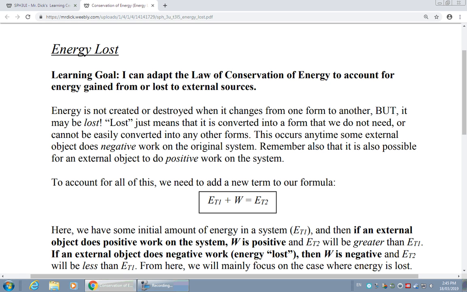But what we can also now talk about is the fact that air resistance will be a factor as well. So the air particles are going to push back against the person, and that's actually going to take away some of their energy. In other words, that air is doing negative work on the original system, which was the skydiver.